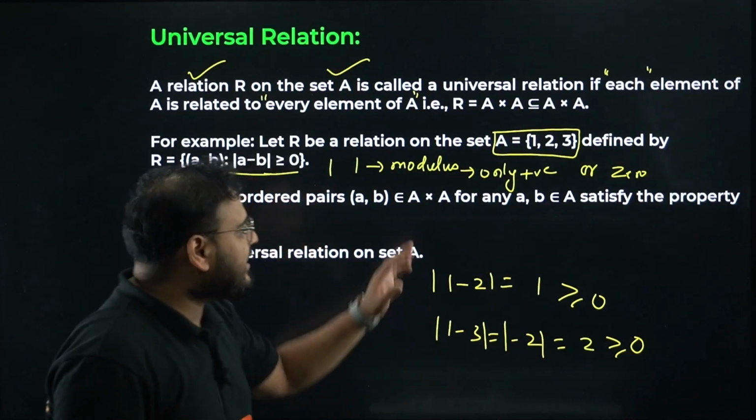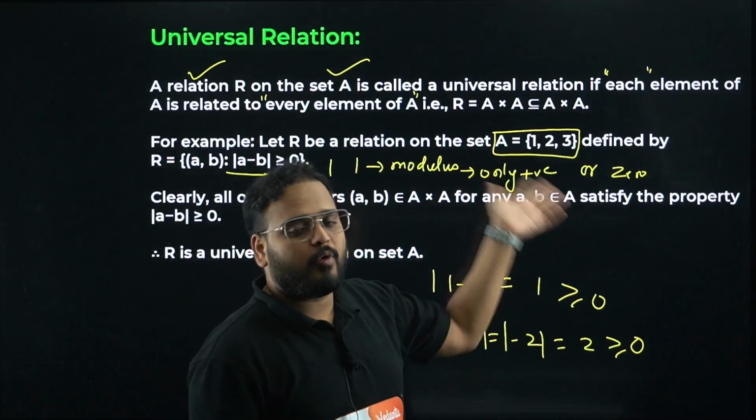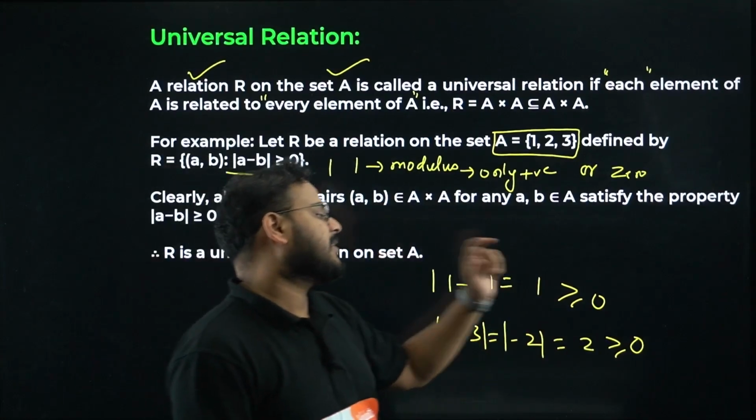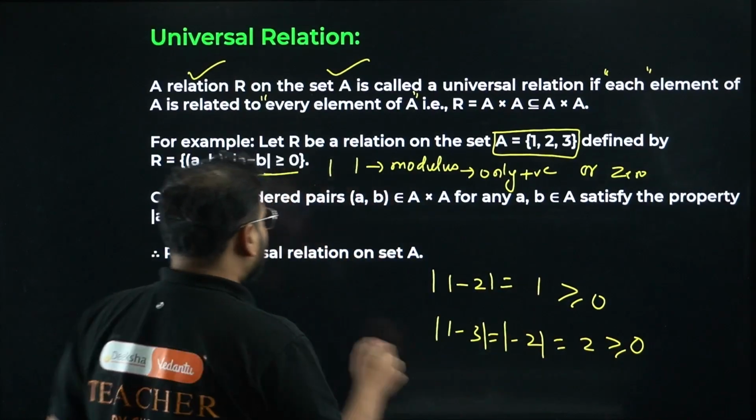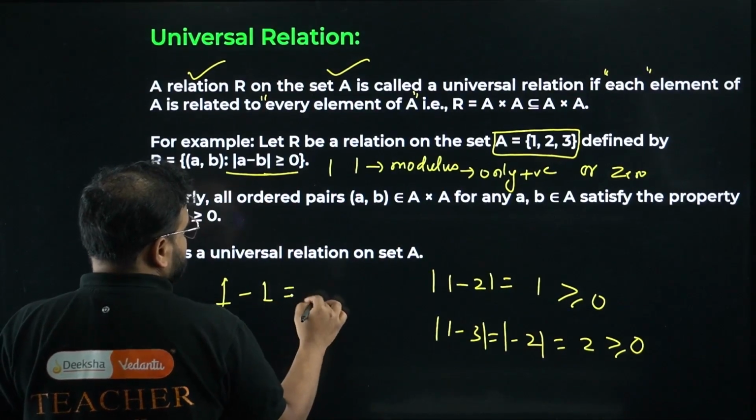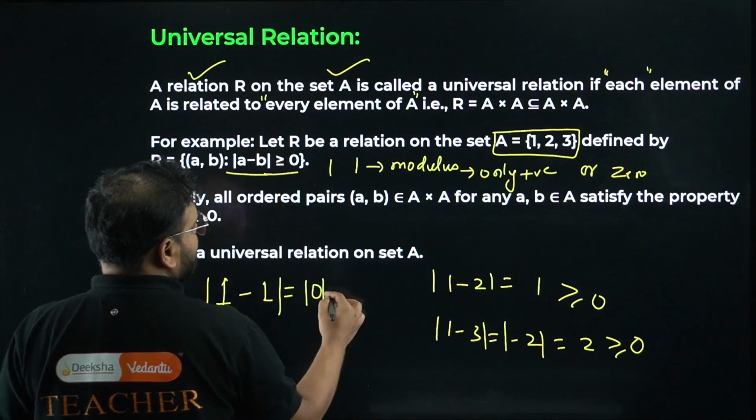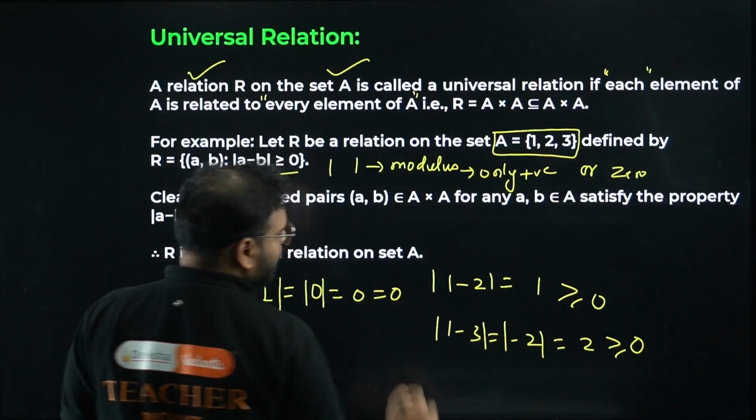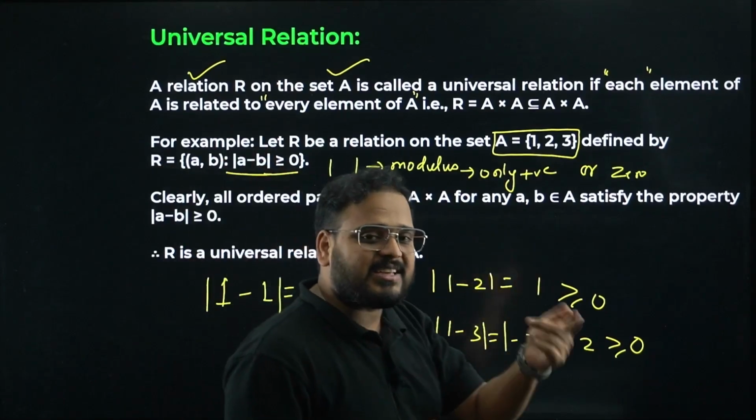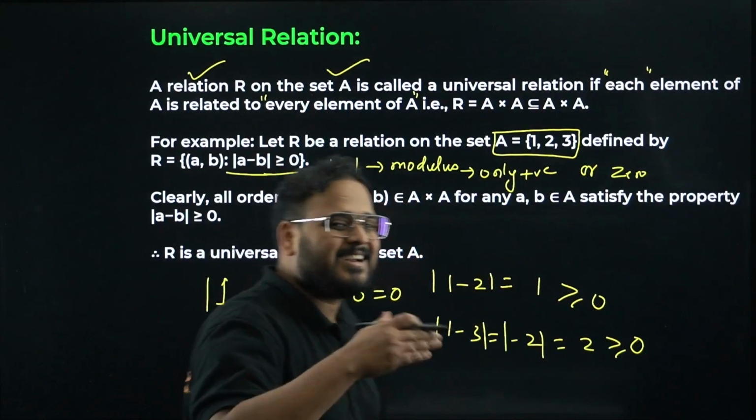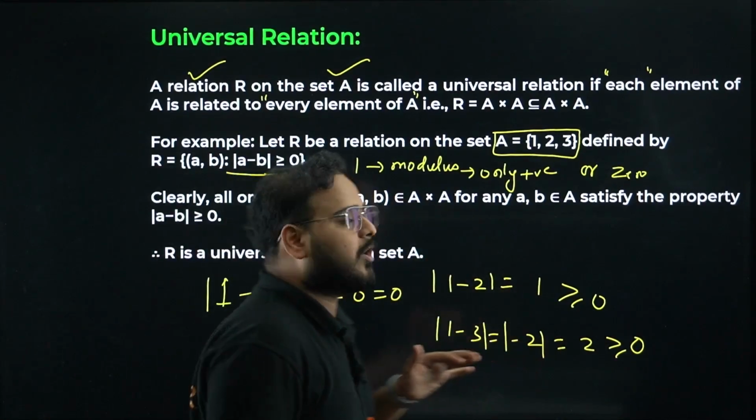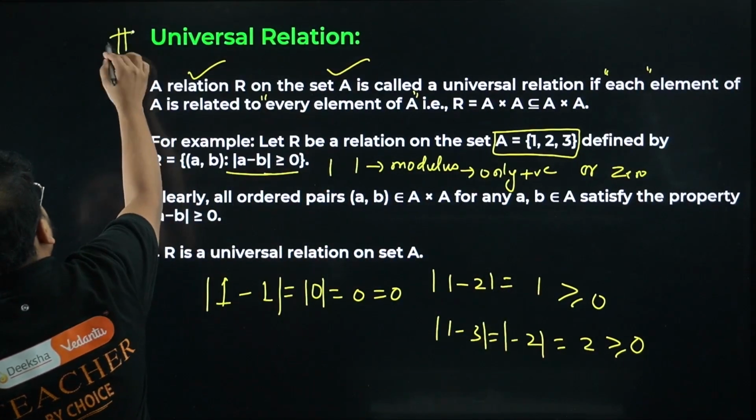So any ordered pair you take, 1 2, 1 3, 2 3, 3 1, anything, the difference modulus will always come out as more than 0. Worst case it can become 0. Think about it: 1 minus 1 is 0, apply modulus and the answer is 0, which is equal to 0. So it is either greater than or equal to. It means for each element in this set, the relation is defined correctly. This is called a universal relation. I hope this is clear.